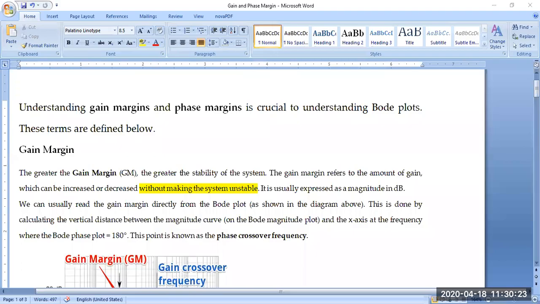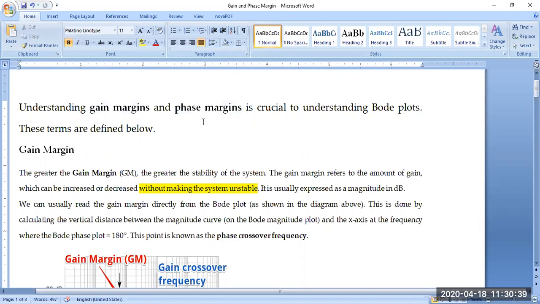I'm sharing the screen, and today, welcome to the lecture on Bode plots again. We are going to discuss two main concepts. One is gain margin, and second is phase margin.